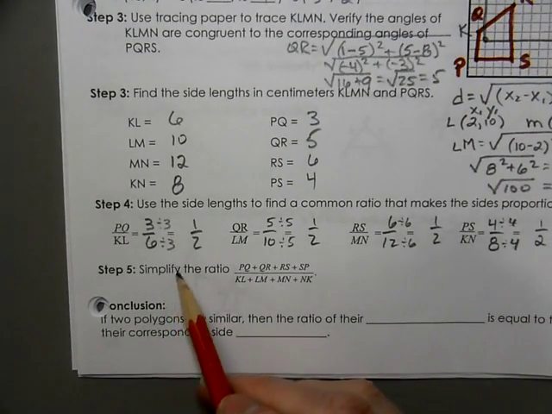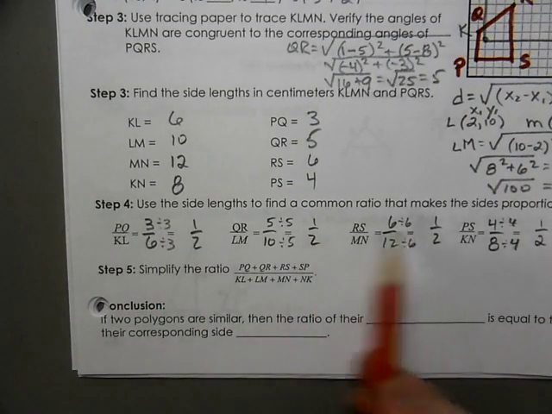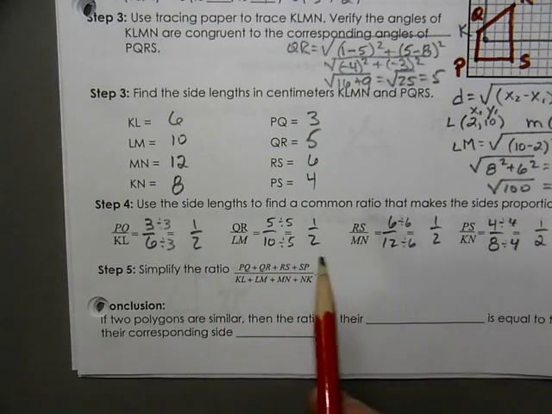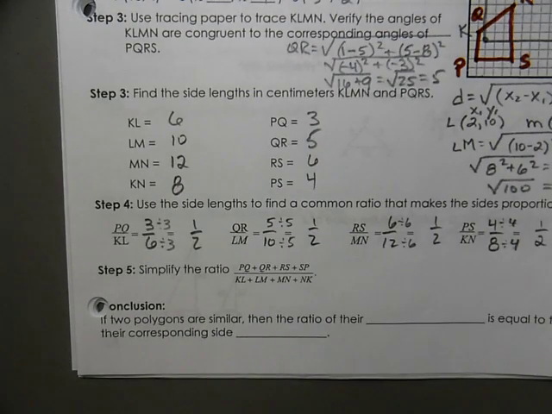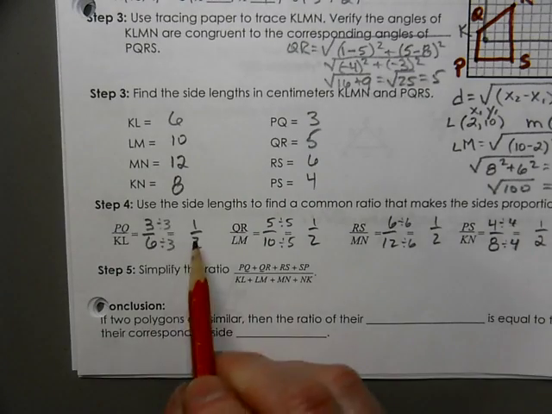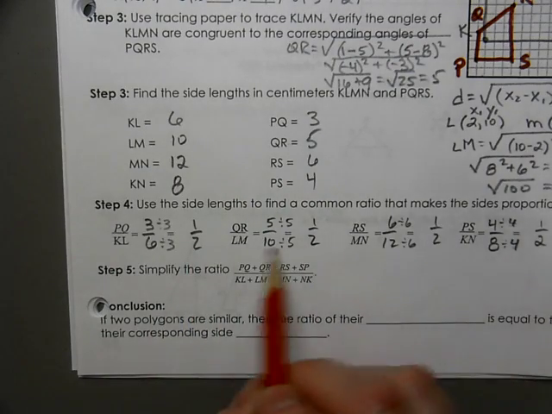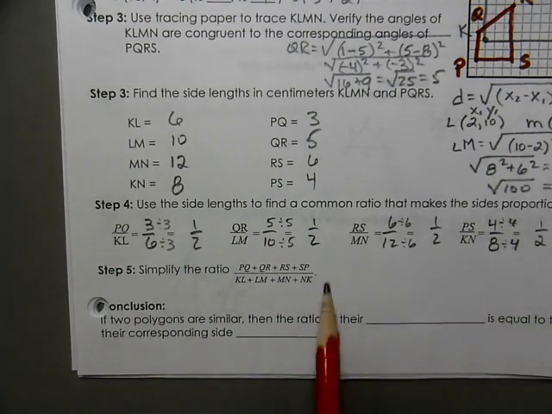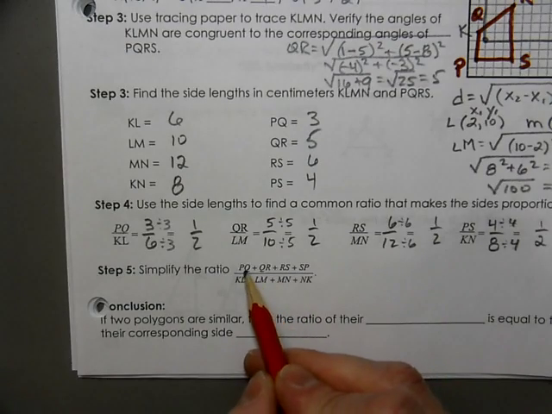So next, since the corresponding sides all have the same scale factor, that's enough right there to show that the two polygons, the two quadrilaterals, are similar to each other, because their corresponding sides have the same ratio and their angles are congruent. The corresponding angles are congruent.